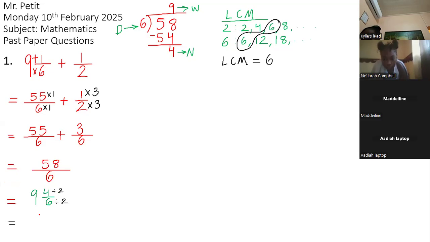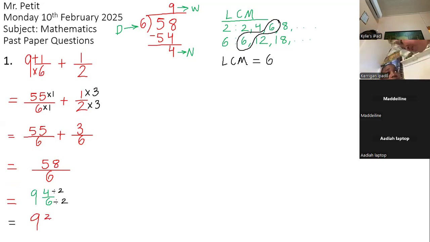Now, the way we get 2 over 3 is because 4 divided by 2 is just 2, and 6 divided by 2 is just 3. So the answer is 9 and 2 over 3. Anyone have any questions on this? Let me know, please, if you have any questions.